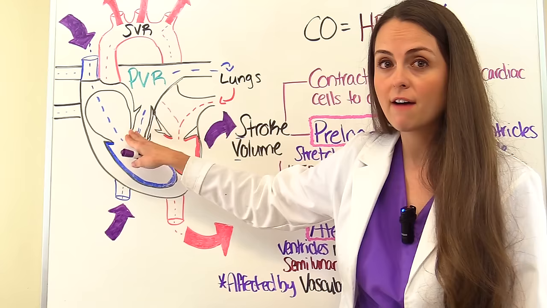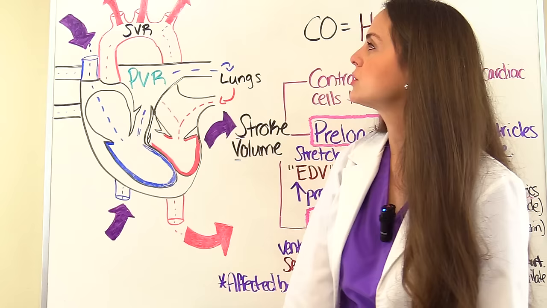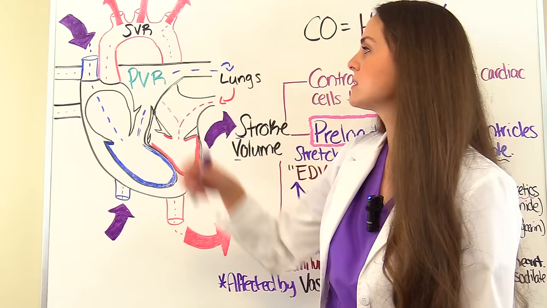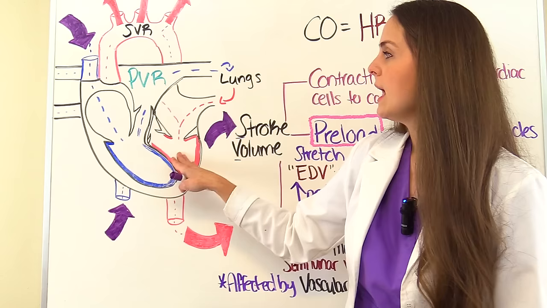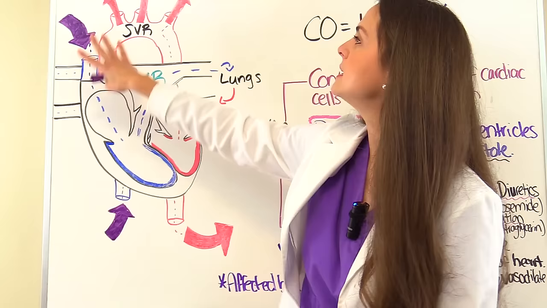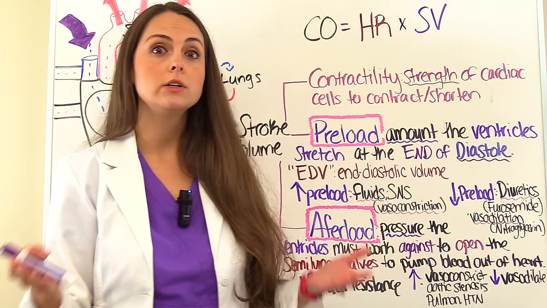And if you have a really high blood pressure going on with vasoconstriction and systemic vascular resistance, that's going to increase the workload on that left ventricle and increase its afterload, the pressure it must overcome to get the aortic valve open to get blood to systemic circulation. So afterload and vascular resistance really go hand in hand.